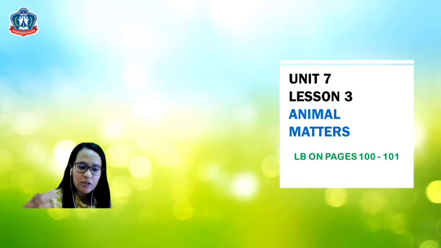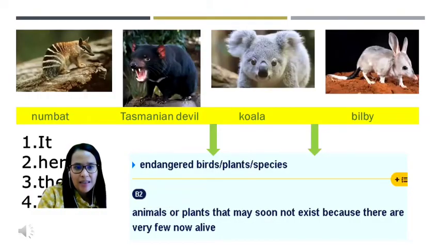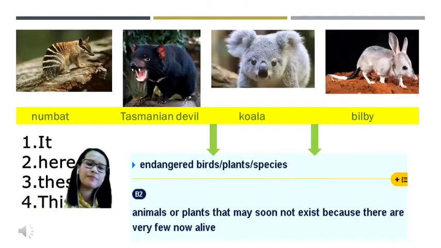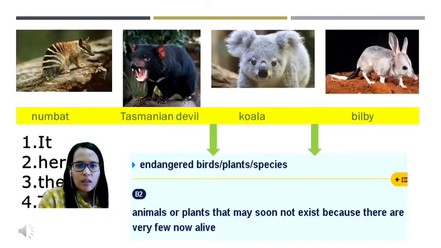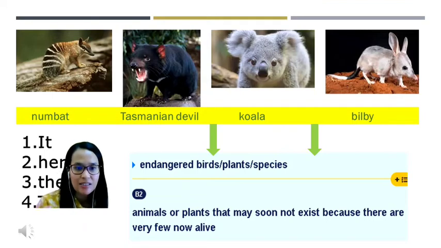Fewer animals are producing babies, and soon there might not be any left at all. So unique Australian animals such as koalas, numbats, Tasmanian devils, and bilbies are all examples of endangered species or endangered animals. Endangered animals: numbat, Tasmanian devil, koala, and bilby. Maybe some of you want to know what endangered means. It means animals that may soon not exist because there are very few now alive. What makes them endangered? In our class later, you will have a listening section and you will know the reasons why they are included as endangered species.